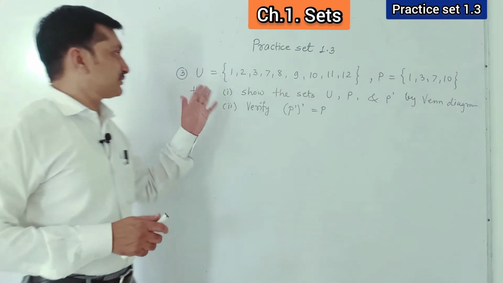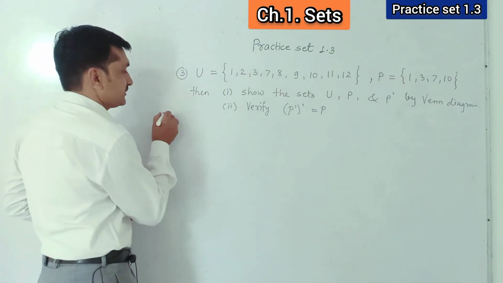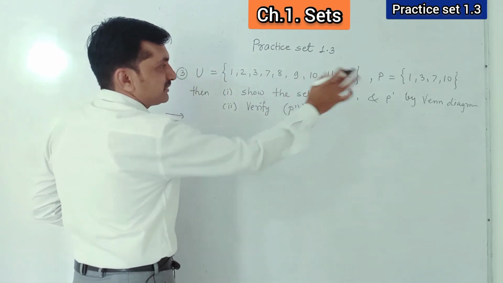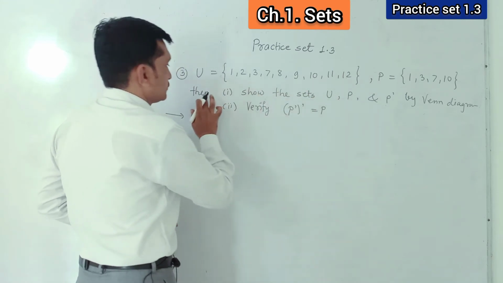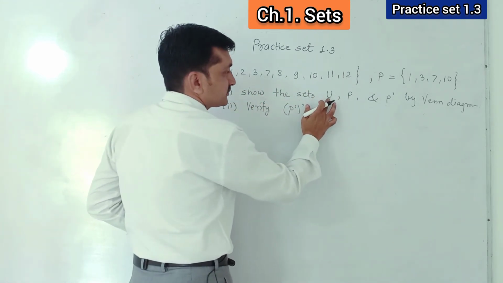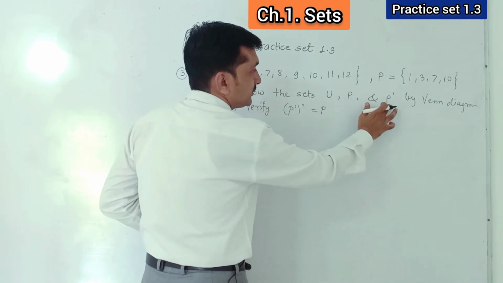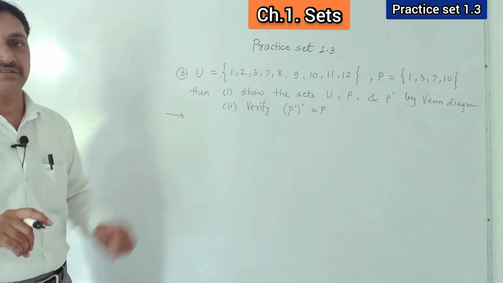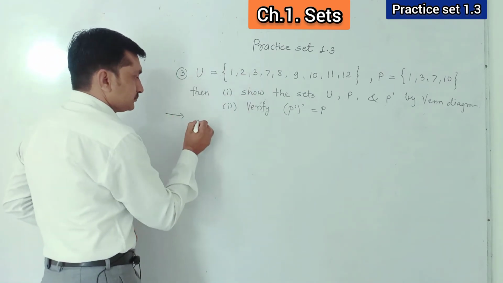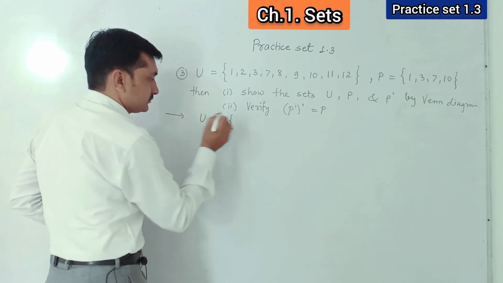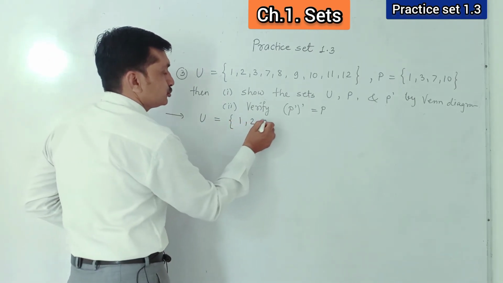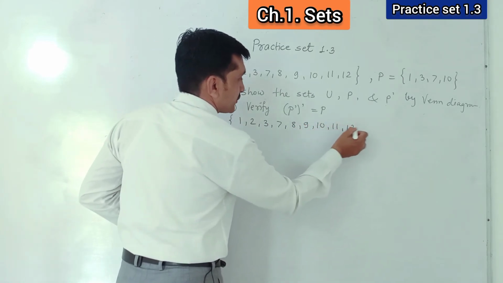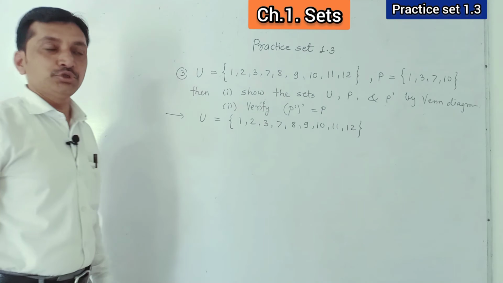Dear friends, example number 3 is here. This example is very easy. The universal set is given, then P is there, then show the universal set, P and P complement by Venn diagram. Means in one diagram we have to show all these sets. First I write all sets together. U is equal to {1, 2, 3, 7, 8, 9, 10, 11, 12}. It is the universal set.